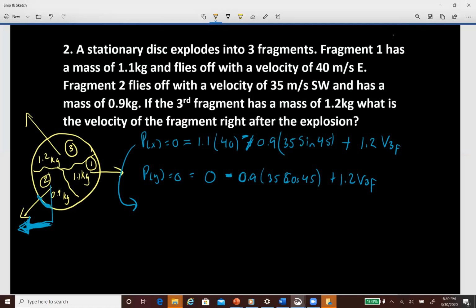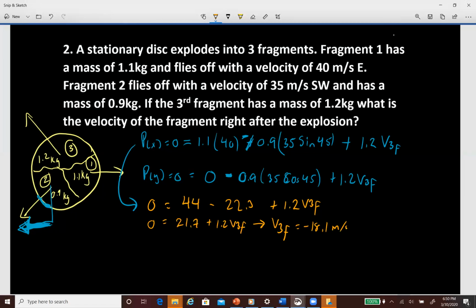So the x component is going to be 0 equals 1.1 times 40, which is 44, minus 0.9 times 35 times sine 45, which is 22.3, plus 1.2 v3f. Okay, so if we simplify, 0 is equal to 21.7 plus 1.2 v3f. So if we rearrange and solve for v3f, it gives us an answer of negative 18.1 meters per second.